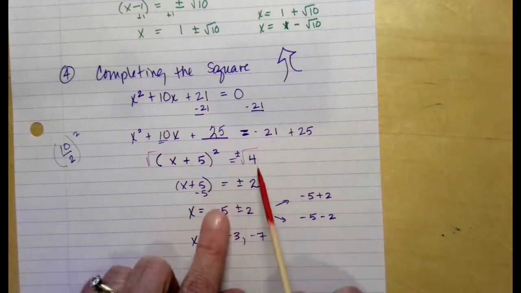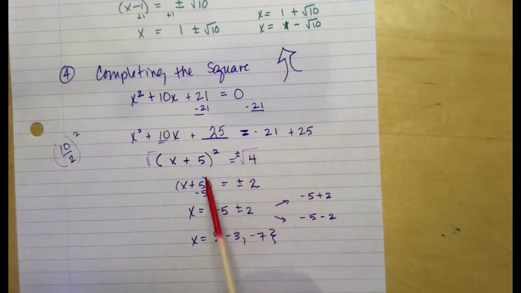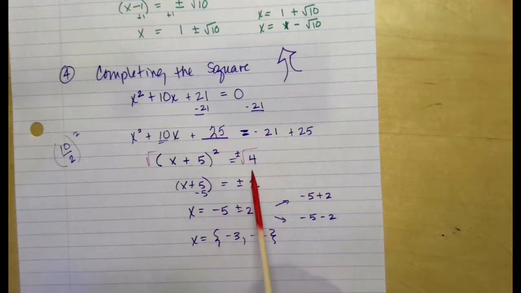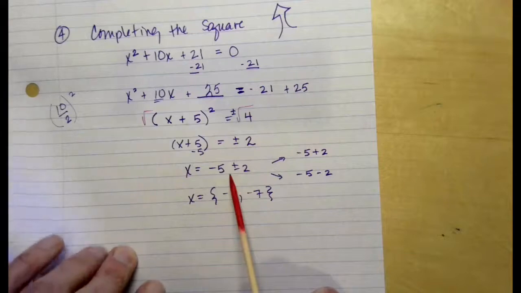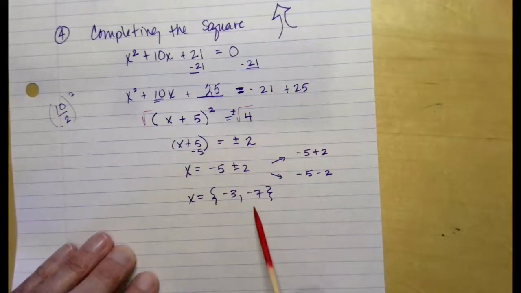When I simplify, I get 4, and then I take the square root of each side. Don't forget your plus or minus. Subtract 5, and then you get your final answers.